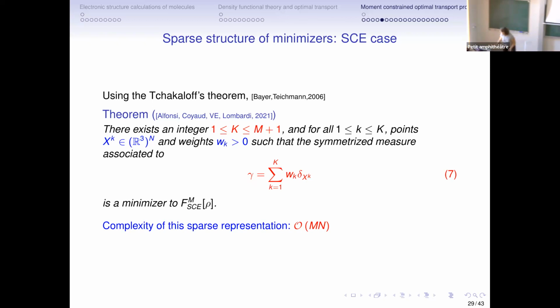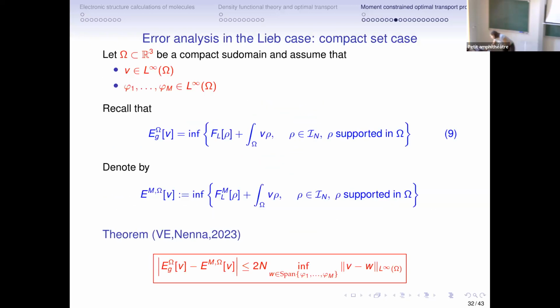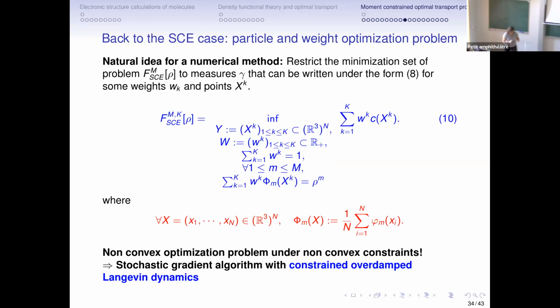Okay. I'm going to skip briefly what happens in the quantum optimal transport case, but you've got a similar sparsity result with this moment constraints approximation. So just skipping that for a moment, we can derive some error bounds in the quantum optimal transport case. And I'm just sticking to the classical optimal transport case for the sake of simplicity. So now a natural thing to do is to restrict the minimization set of the moment constraint approximate problem to the set of measures that are discrete and have this sparse form.